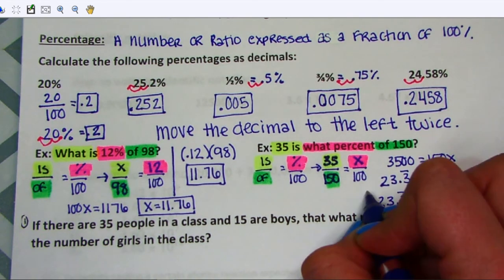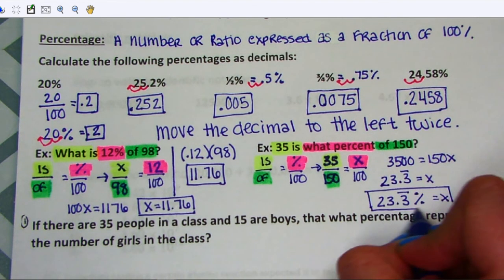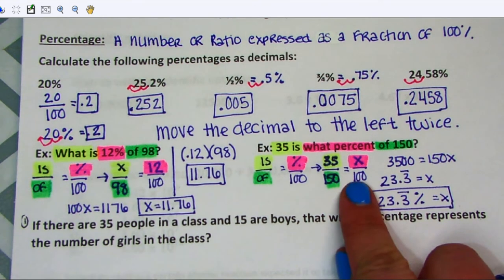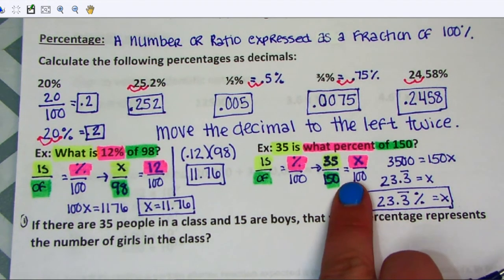So you don't actually do anything with that decimal. You don't have to multiply it by 100 because it's already a fraction. It's already over the number 100.